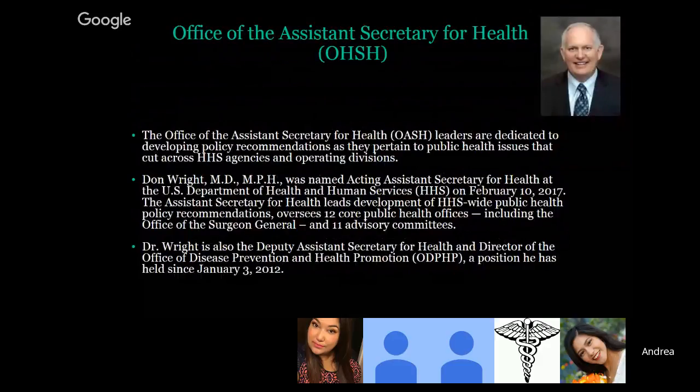And the Office of the Assistant Secretary for Health. So this is another one of the categories that was in the chart. The Office of the Assistant Secretary for Health leaders are dedicated to developing policy recommendations as they pertain to public health issues that cut across HHS agency and operating divisions. So in this paragraph, it's just a bit about Don Wright.